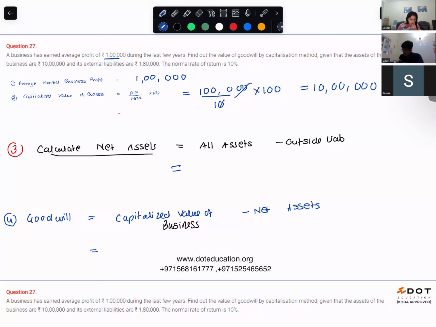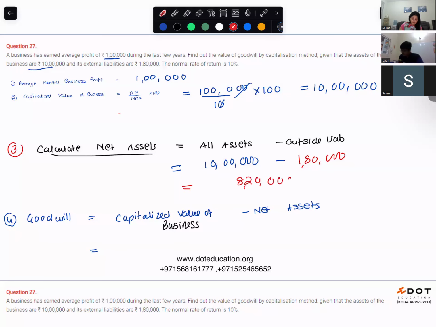Then we will get the net assets. How do you get net assets? All assets minus outside liabilities. What is all assets? Ma'am, it is 10 lakh, right? Outside liabilities 180,000. So it will become how much? Now it will become 820,000.